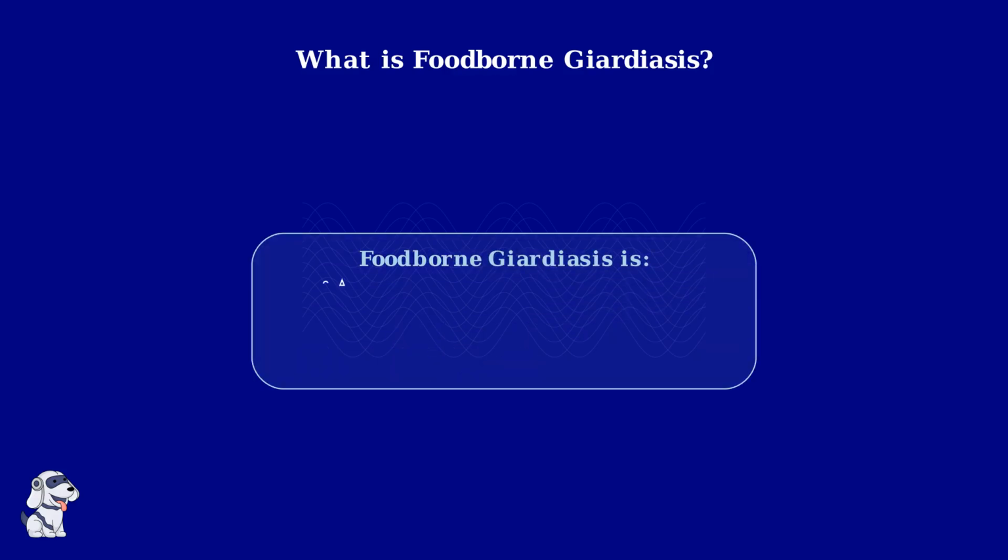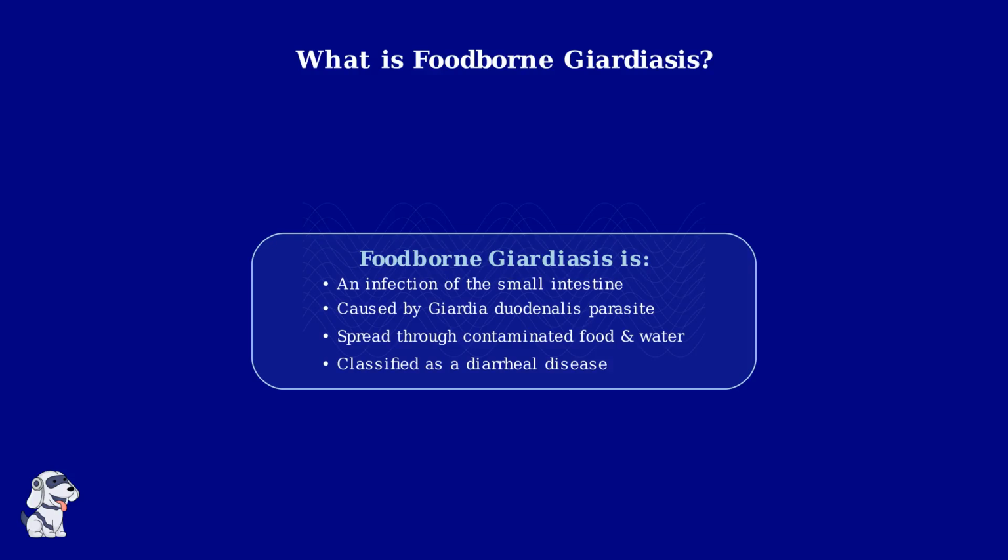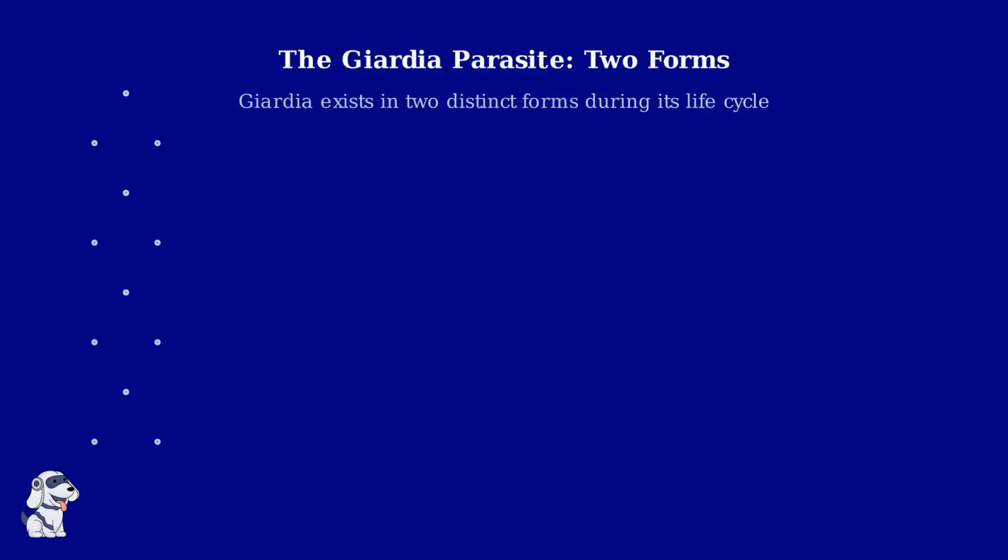To summarize, foodborne giardiasis is an infection of your small intestine caused by the Giardia parasite. You get it from contaminated food or water, and it's classified as a diarrheal disease because it primarily affects your digestive system. The Giardia parasite has a fascinating life cycle with two completely different forms. Understanding these two forms helps us understand how the infection spreads and causes disease.